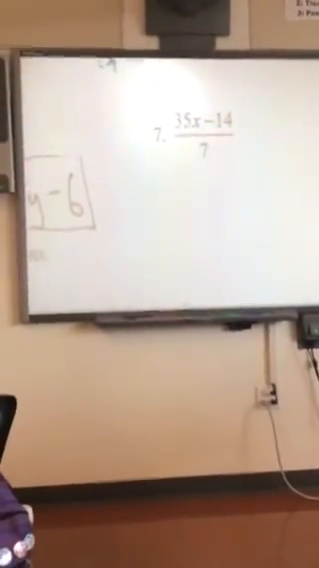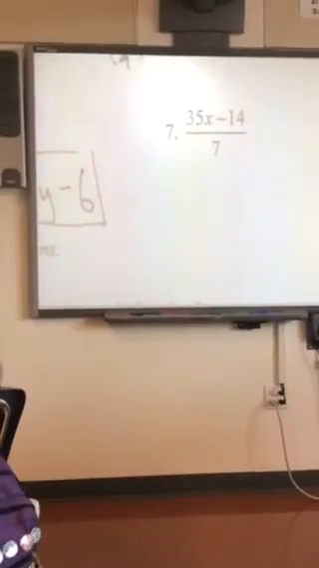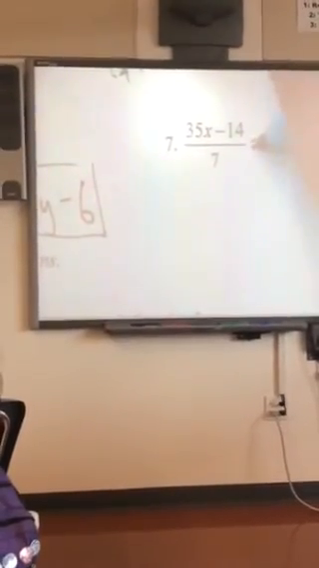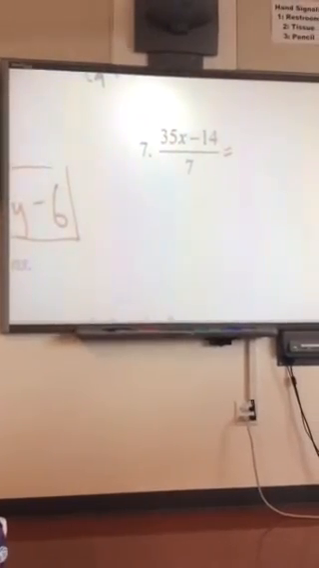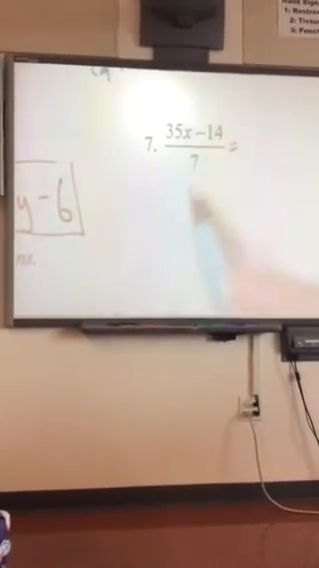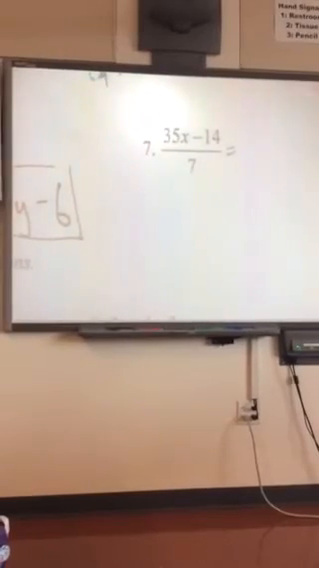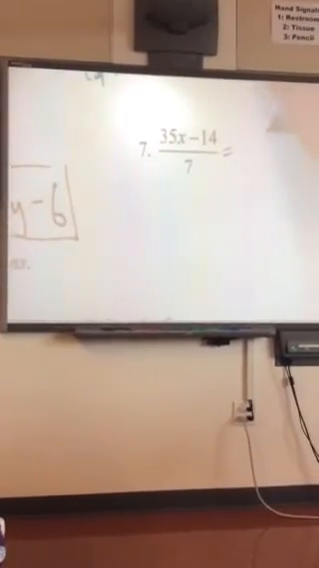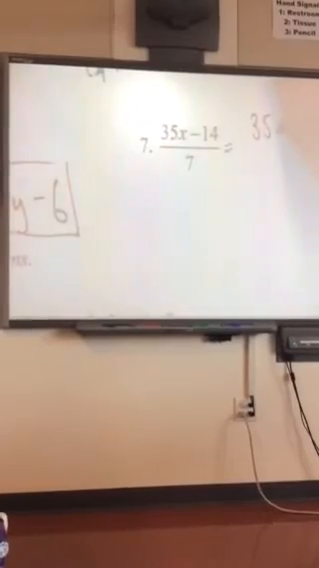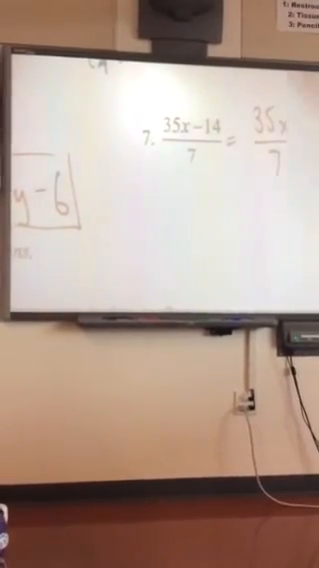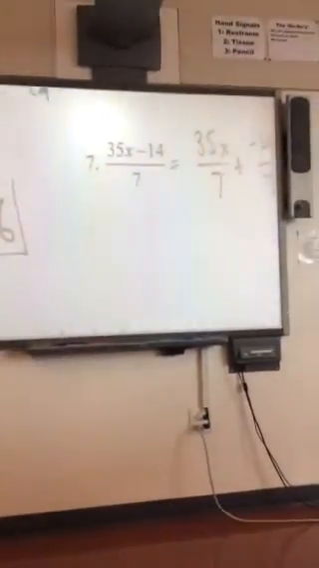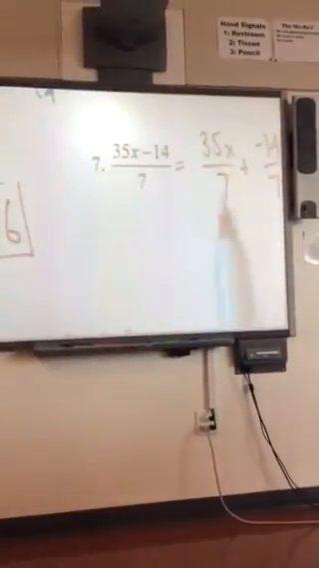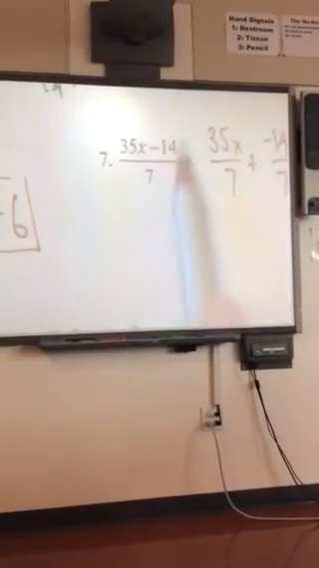With this one, I like to think of it as the reverse of the distributive property. With the distributive property, we're multiplying a number times everything in the parentheses. With this one, we're dividing the 7 by everything up here. So if you wanted to break this up into 2 parts, you could call this 35x over 7, and then plus -14 over 7. We're just dividing everything on top by 7. And I wanted to call this a -14, so I added between them.